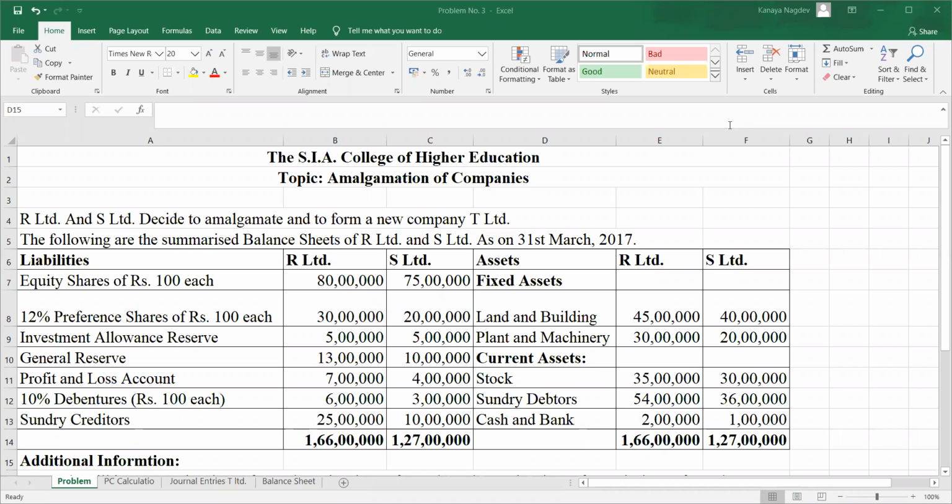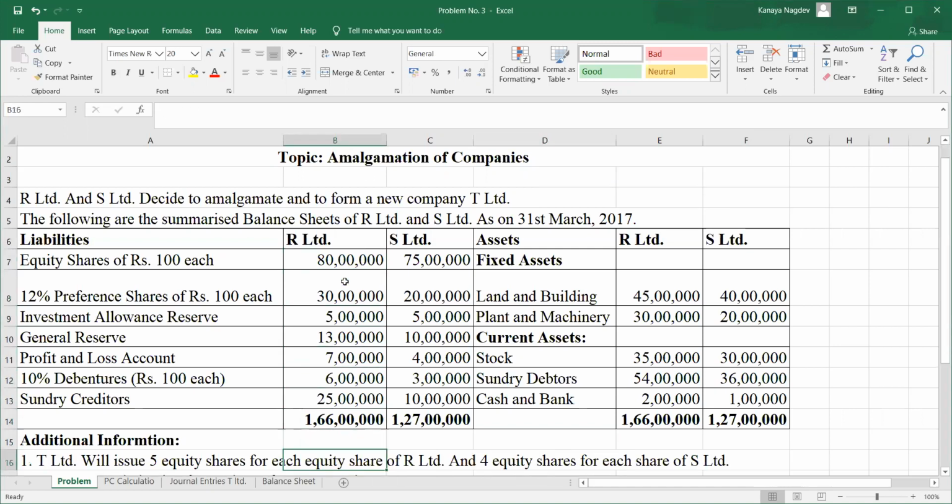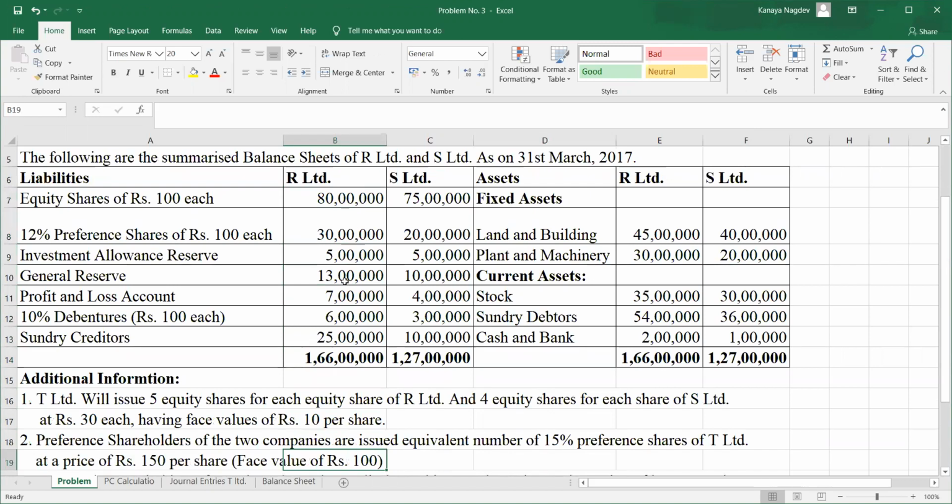that is T Limited. The following are the summarized balance sheets of R Limited and S Limited. The balance sheet of both the old companies is given below. You can see. We will quickly come to the terms of amalgamation. That is, it says T Limited will issue 5 equity shares for each equity share of R Limited. That is, for each one equity share of R Limited, it will issue 5 equity shares, and 4 equity shares for each share of S Limited.